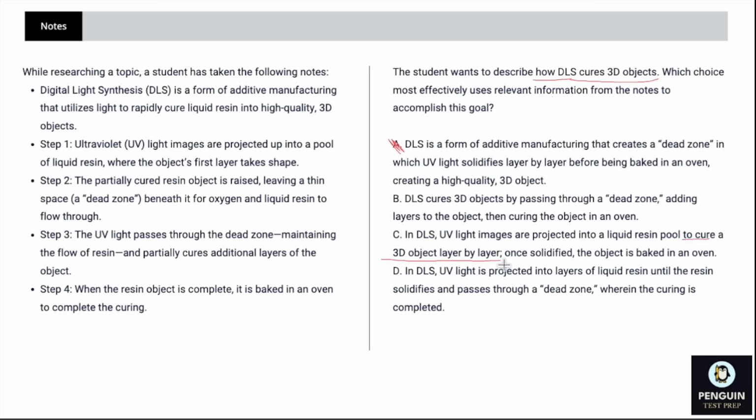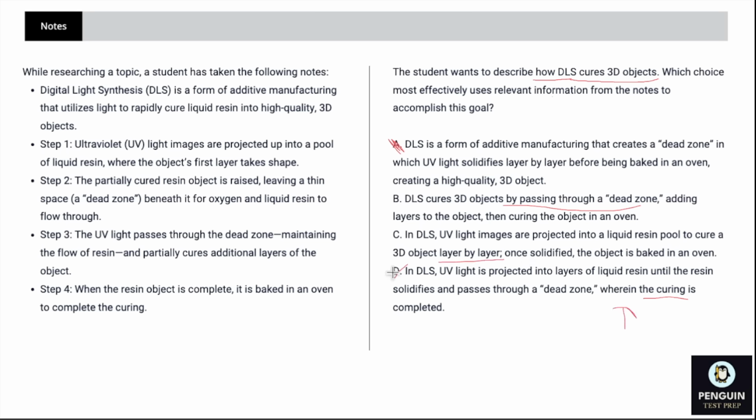So now you see that I have two answers that are doing the thing. So immediately I know I'm going to have to look at the notes at some point because one of these answers is telling me lies. Let's look at choice D. In DLS, UV light is projected through this thing wherein the curing is completed. So here it mentions curing, but it says that the curing is completed. Like, it doesn't say how the curing is done, where the others tell me how. Choice B says by passing through a dead zone. C says layer by layer, but this just says it happens.